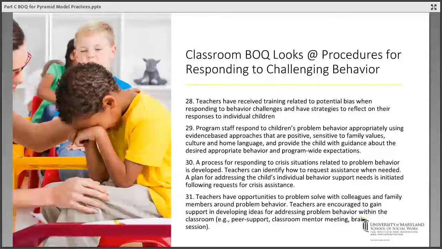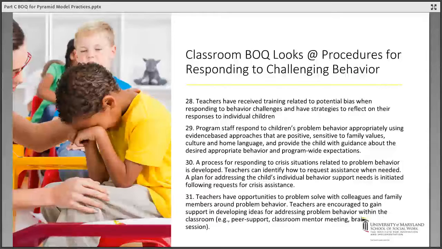Is program staff responsive to children's behavior problems, approaching appropriately using evidence-based approaches that are positive, sensitive to family values, cultural and home language, and really providing guidance for positive behaviors versus responding to negative behaviors? Because the whole point is, how are we supporting kids to be positive versus just reacting and punishing negative? Is there a process in place for responding to crisis situations? Many programs have a written response, a protocol for when a really high-level crisis comes up. And can you identify in your building or in your center at least two ways to request assistance when needed? There should be a written plan that everybody knows, because many centers have a written plan that, as you have staff change, sometimes it's not updated or distributed or current or known to your staff.